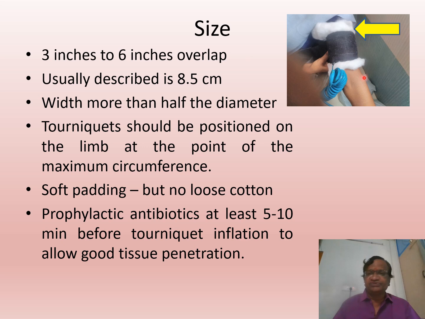The size is 3 to 6 inches overlap, usually described as 8 to 9 centimeters. Width is more than half the diameter. Width should be more than half the diameter. Tourniquet should be positioned on the limb at the maximum circumference.